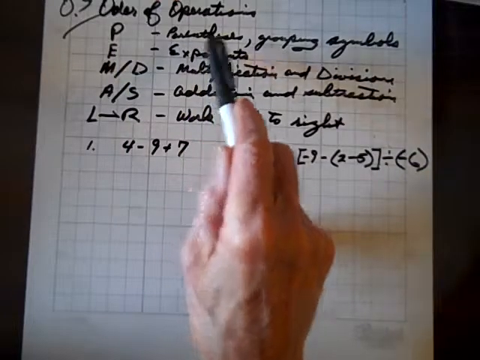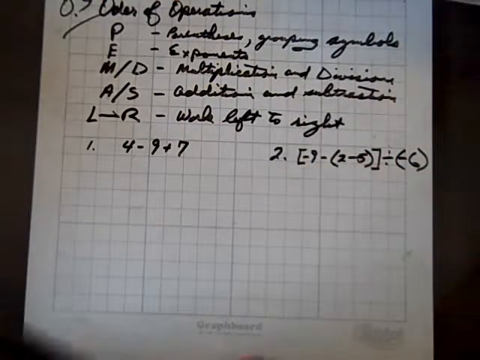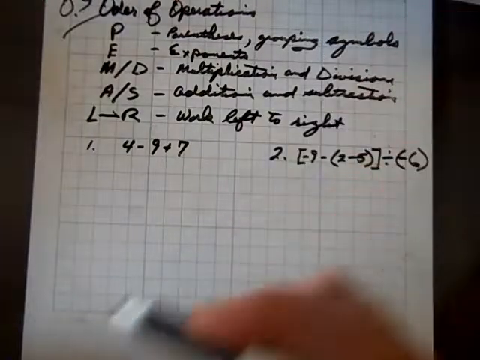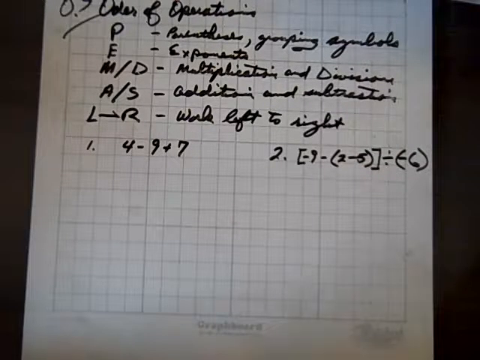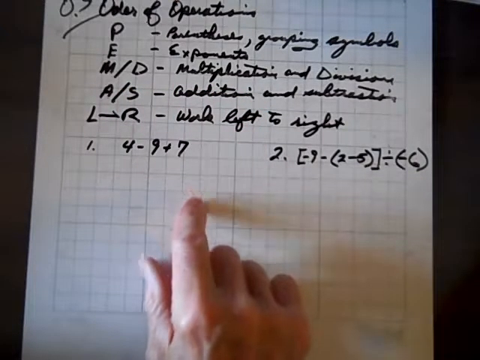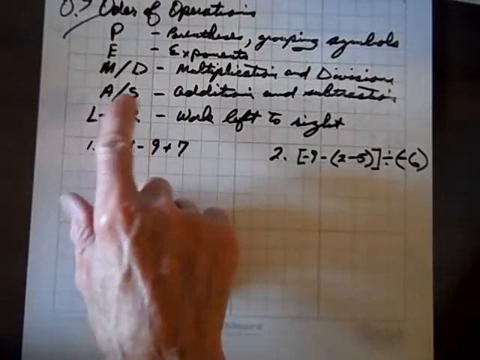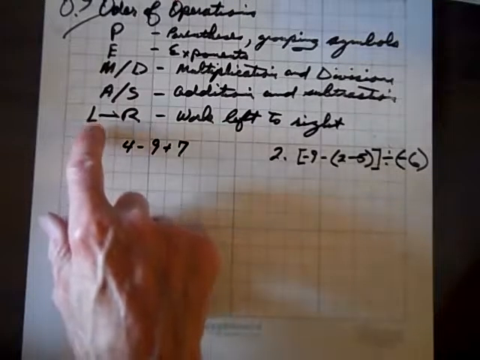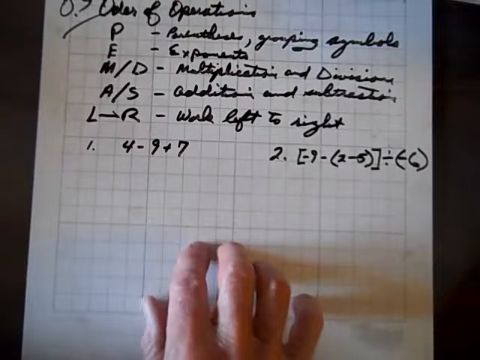So P is for parentheses or grouping symbols in general. Keep in mind the division bar is a grouping symbol. E is for exponents. MD, M for multiplication, D for division. AS, A for addition, S for subtraction. And L to R, we're going to work left to right.